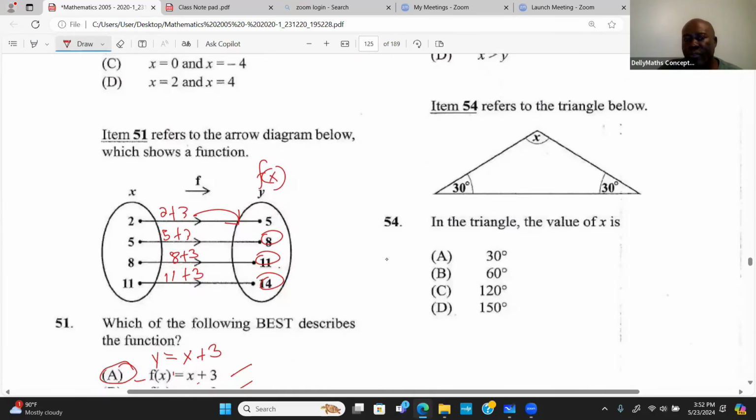54. 54 says, in the triangle, right, the value of x. Now, remember, there are 3 angles in a triangle that total 180 degrees. In other words, if I get 2 angles and I'm asked to find the third one, which happens to be x, all I've got to do is add the 2 angles that I have and subtract from 180. So I'm going to add this. I'm going to get 60, 60 from 180. x is 120, and then there you go, 54 is 120.